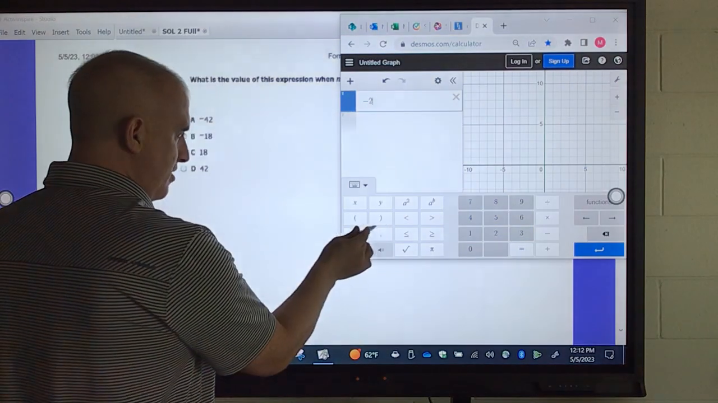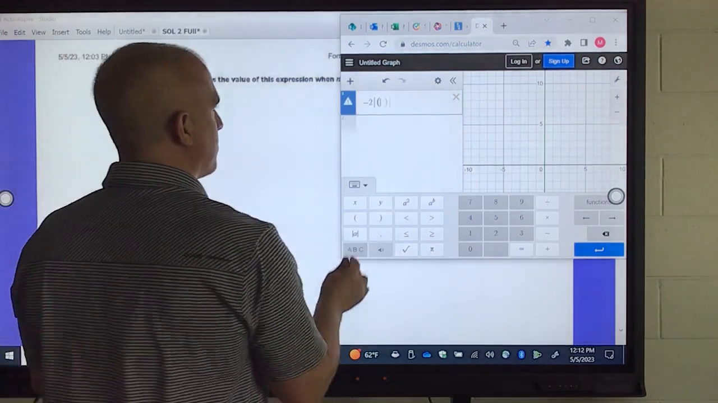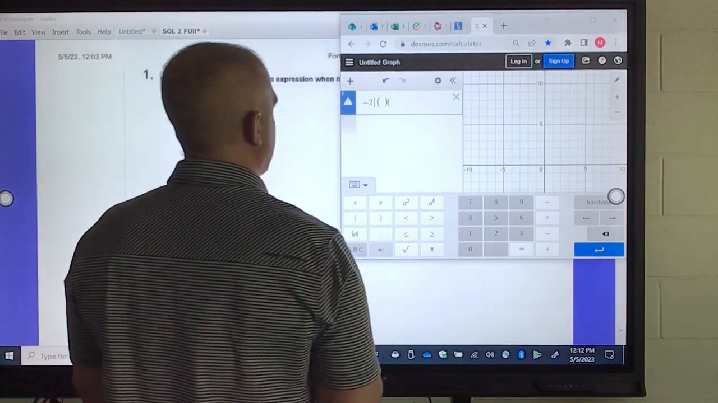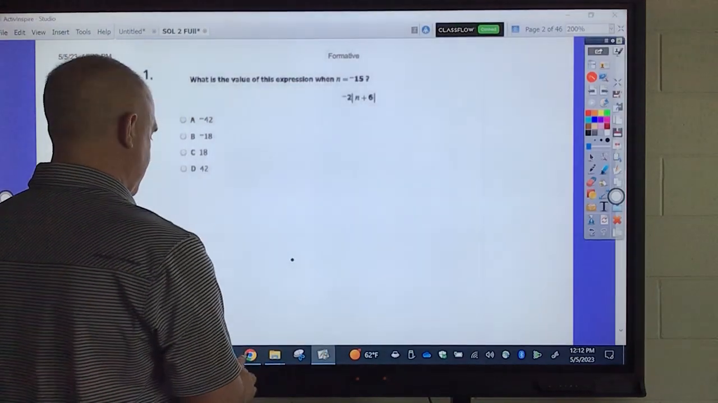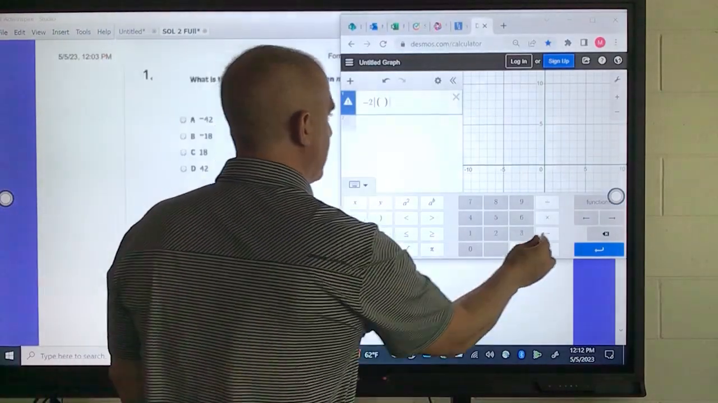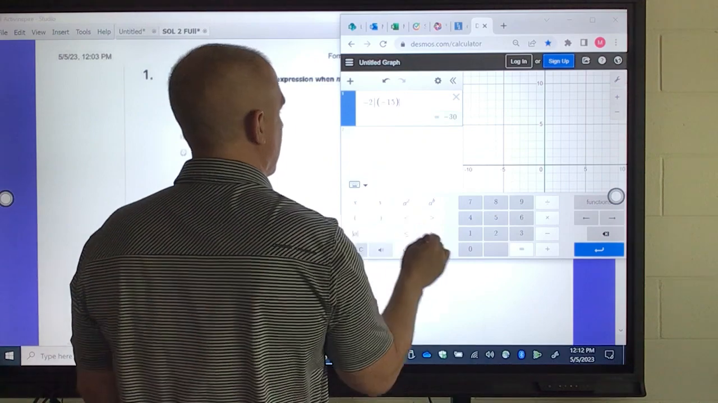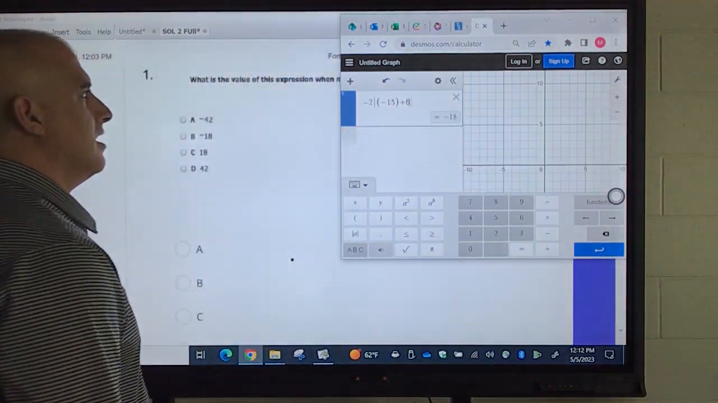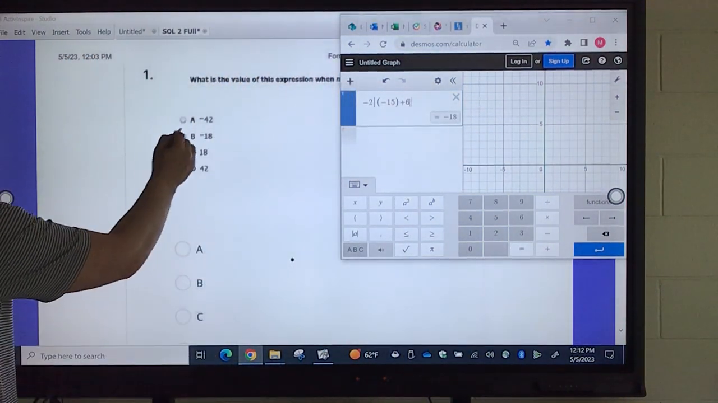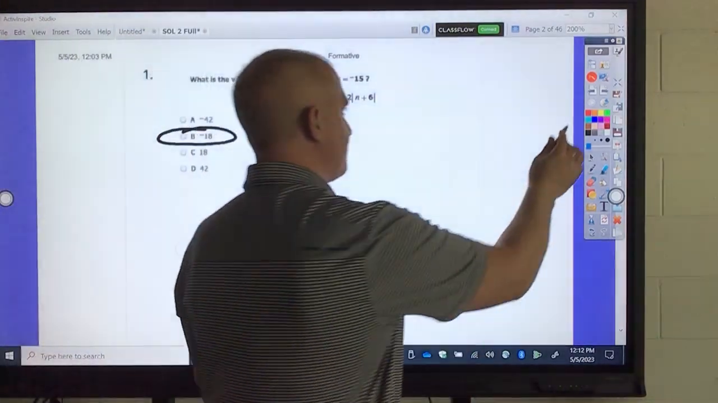The absolute value sign's right here. I have parentheses, and then I got plus 6. So I want to put negative 15 inside of here, plus 6. And that gives me negative 18, which happens to be B.